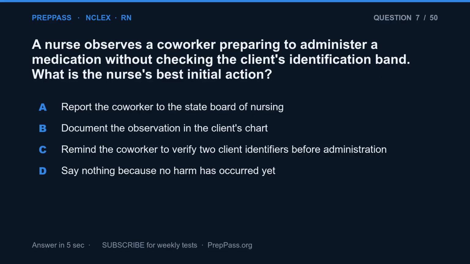Question 7. A nurse observes a coworker preparing to administer a medication without checking the client's identification band. What is the nurse's best initial action? A. Report the coworker to the State Board of Nursing. B. Document the observation in the client's chart. C. Remind the coworker to verify 2 client identifiers before administration. D. Say nothing because no harm has occurred yet.